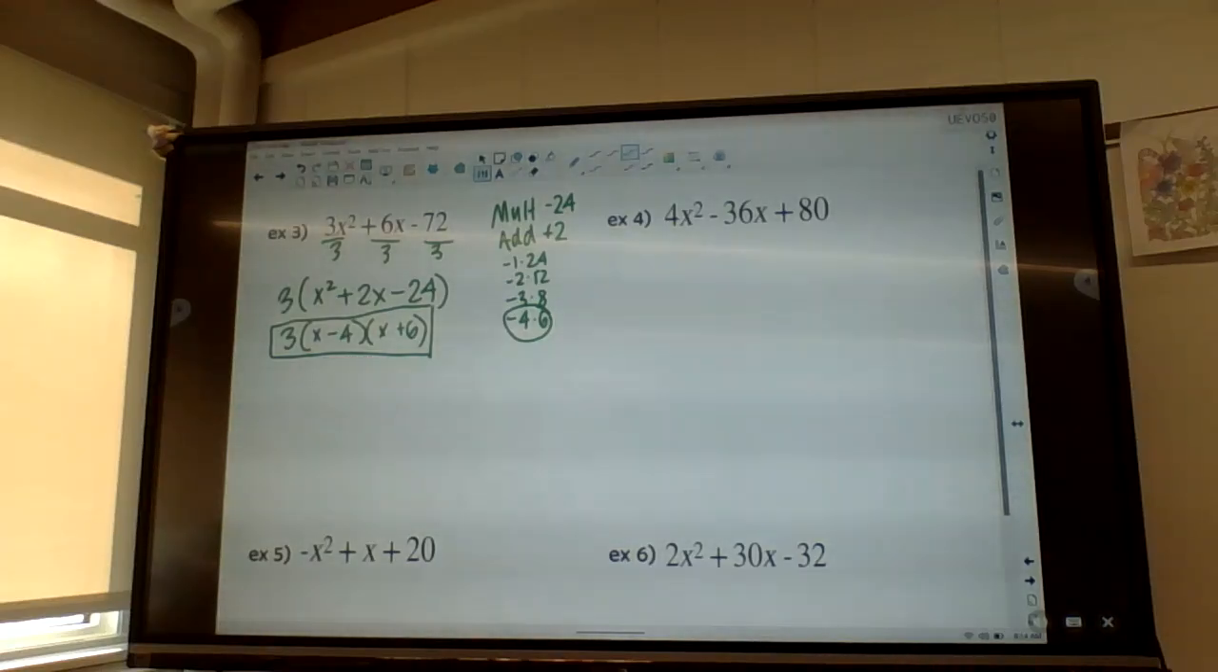All right, see if you guys can try the next one. Take out the GCF and then factor that. Number 5 is a little bit tricky.